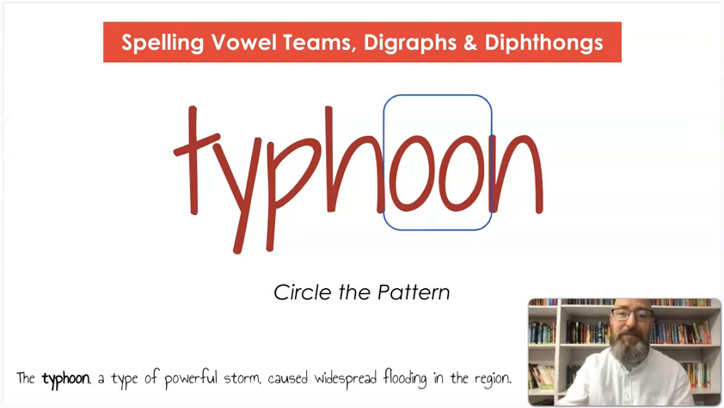T-Y-P-H-O-O-N. Let's circle that pattern. O-O says ooh. The typhoon, a type of powerful storm, caused widespread flooding in the region.